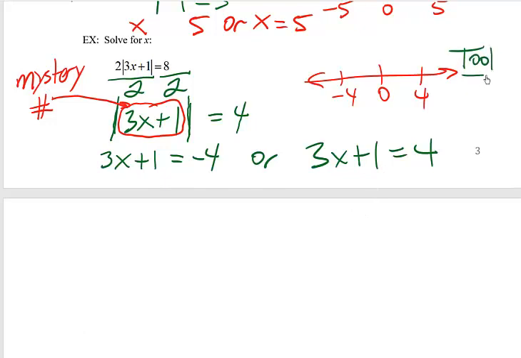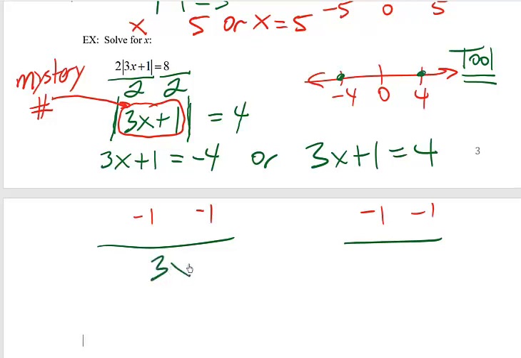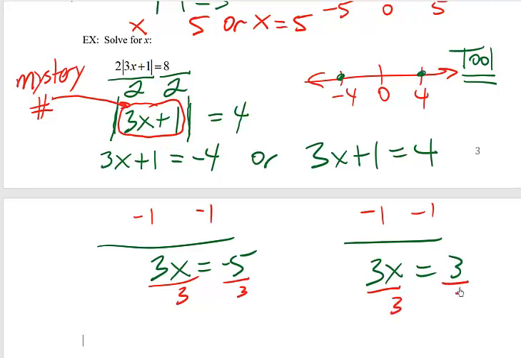This number line that we drew right here is not part of the answer. It's just a tool we're using to help us identify those possibilities for the mystery number. Okay, now we're almost done. Just do the simple algebra steps. Subtract 1 from both sides in both cases here. And that's going to give me, let's see, 3x equals -5 here, and 3x equals 3 for this one. And of course, divide both sides by 3. And I'll end up with my two values of x.